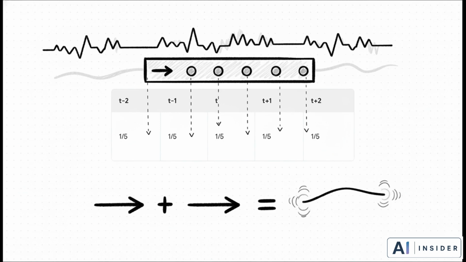By averaging these adjacent points, we seriously damp down any significant, jarring variations. Notice that the coefficients here are all exactly 1/5. It's a perfect equal-weighted window that just smoothly slides across the data.